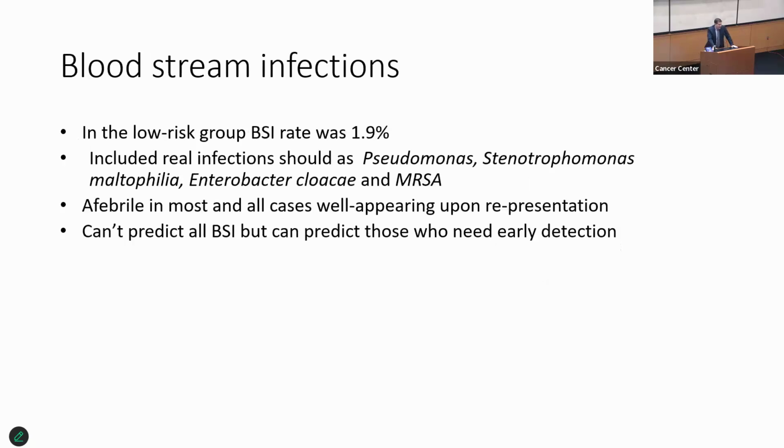Looking at bloodstream infections in the low-risk group, there were some real bloodstream infections. There was someone that grew Pseudomonas, Stenotrophomonas, Enterobacteriaceae, and MRSA. But interestingly, they were almost all afebrile in all but one case, and in all cases were well appearing upon re-presentation. So we would call them back in, and they're like, well, I'm doing great. And then we would put them on antibiotics because we have it. So it shows that this isn't magic. I can't predict all BSI if you have almost no symptoms, but I think it's really good at predicting those who need immediate intervention.